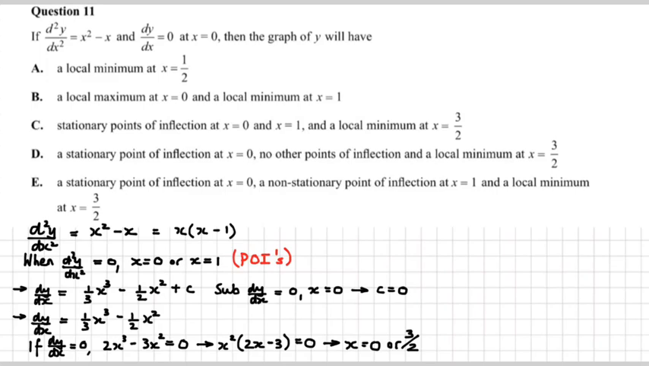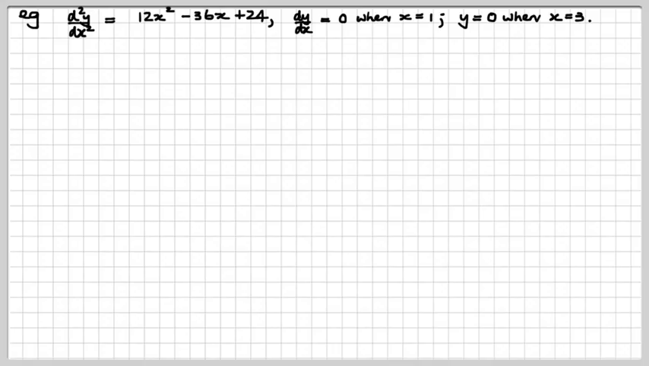Now you'll notice that the POIs were at 0 and 1, and there are stationary points at 0 and 3 on 2. So therefore it would indicate to us that this point here is a stationary point of inflection, right? This one here is just a point of inflection, and this one here is a stationary point. And that all points to E for you and me. There it is, okay? So it was pretty easy really, but you just got to know what you're doing, okay? Very good, very good. Let's go on.